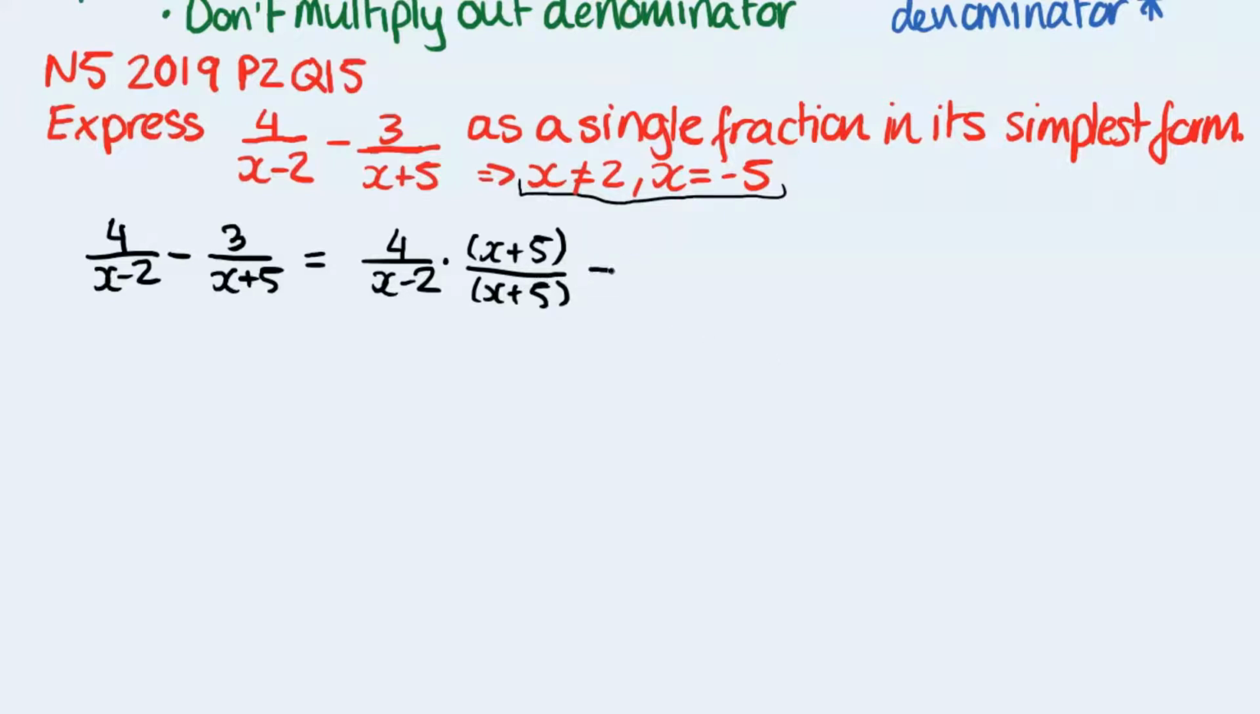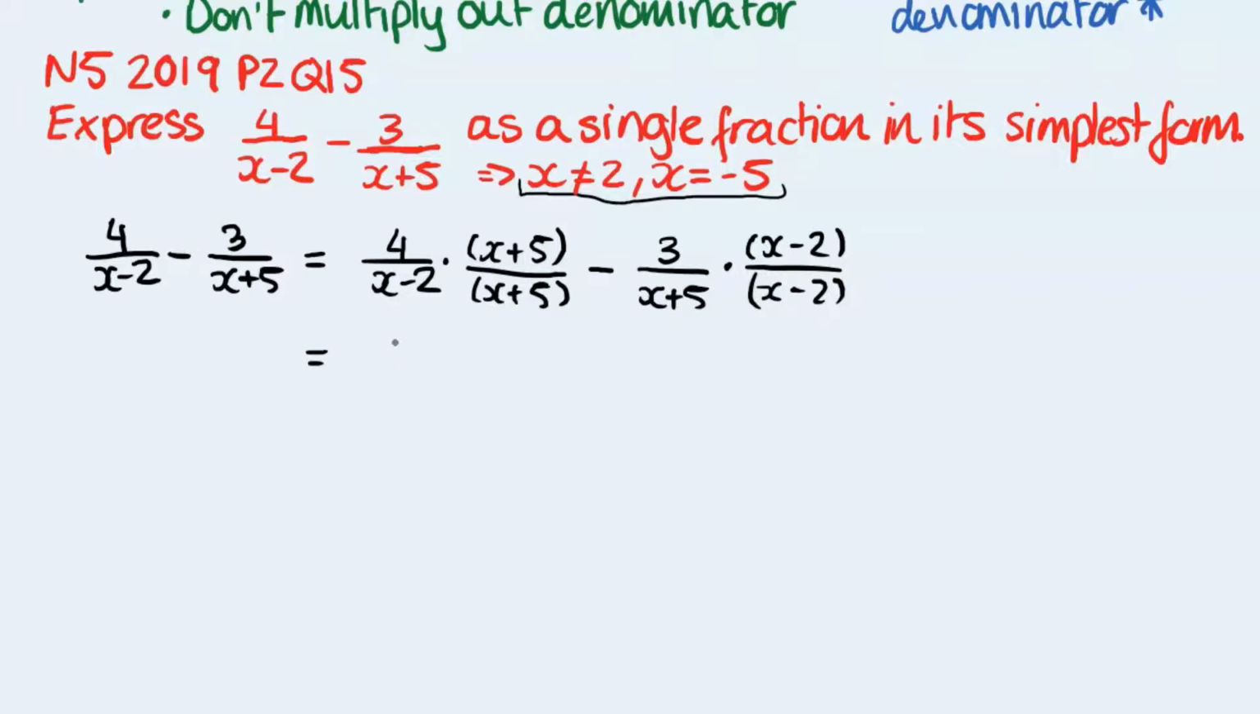And then what we have to do to the other algebraic fraction, 3 all over x plus 5, is multiply the top and bottom by the other denominator, so x minus 2 and x minus 2. So you're essentially multiplying by 1 again. So what does that give us?